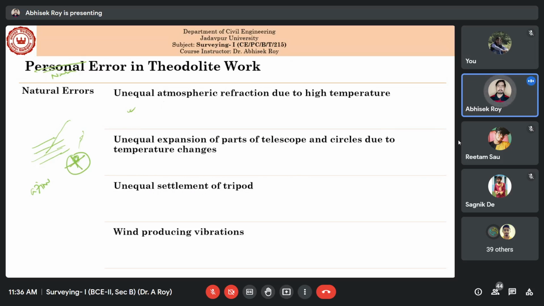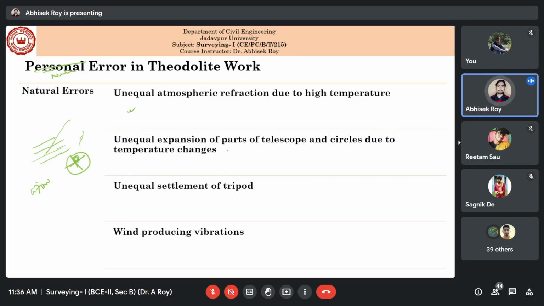So at the time of azimuth determination, this will be problematic if there is high temperature, because the sun rays are coming from a long way and passing through different kinds of layers which have different refracting indices. So obviously that will also be problematic.